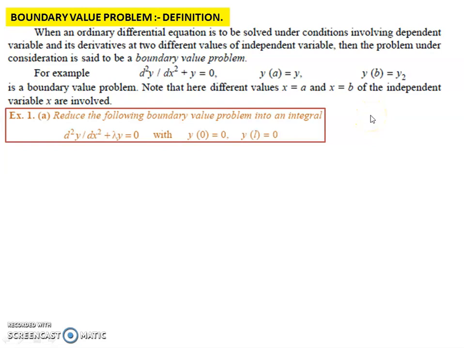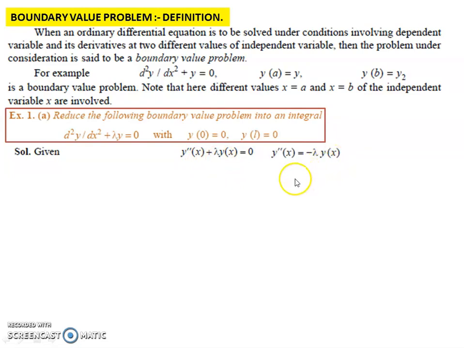The first example: reduce the following boundary value problem into an integral equation, where the boundary value problem is d2y by dx2 plus lambda y is equal to 0 with y(0) equal to 0 and y(l) equal to 0. Students be very careful here, x is equal to 0 and x is equal to l are the boundary values.